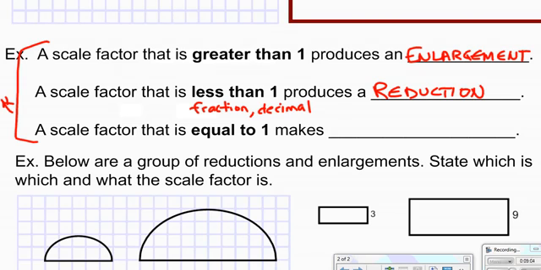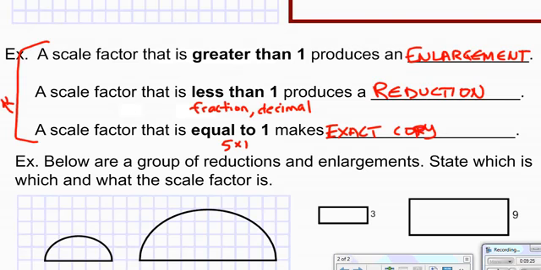And so the last one says a scale factor that is equal to 1. So if you are multiplying something by 1, it stays the same. So it makes an exact copy. So by multiplying by exactly 1, you make an exact copy.